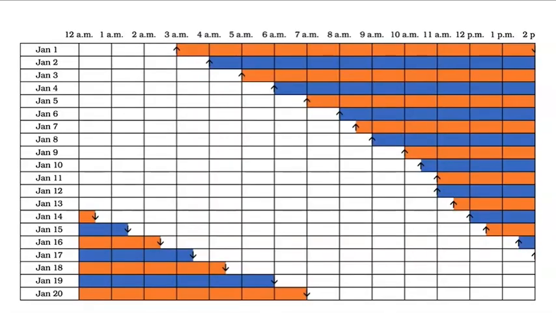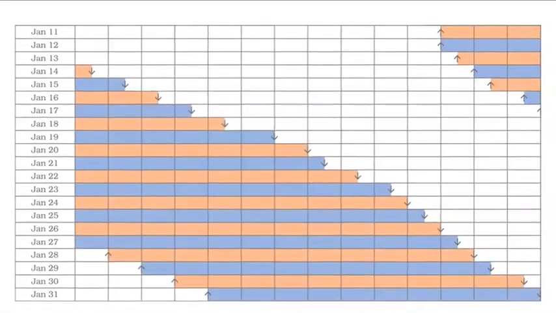Wow, look at this data. The length of time that the moon is visible gets longer during the middle of the month and shorter again at the end of the month.